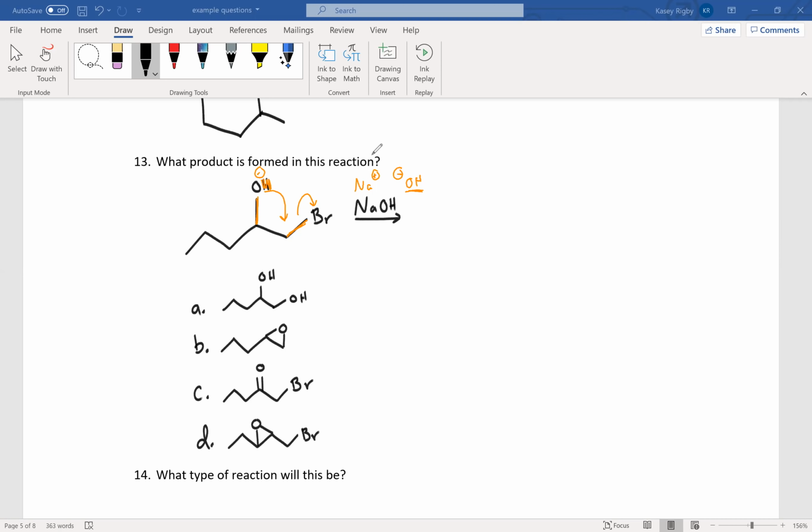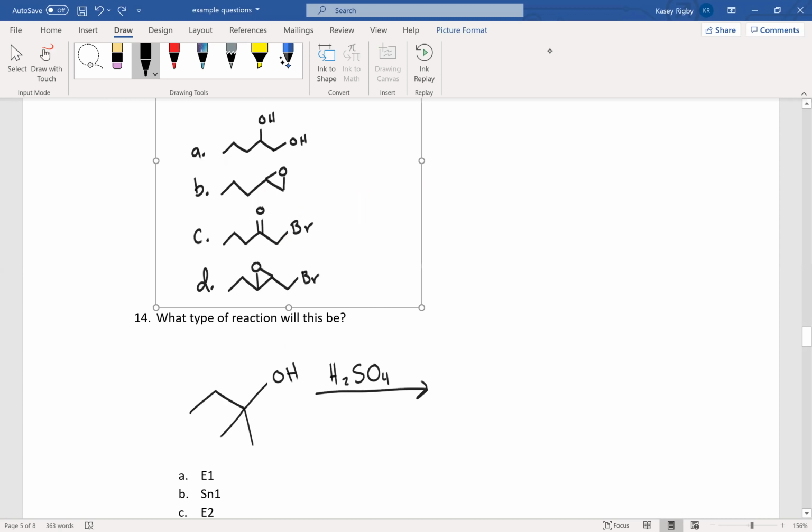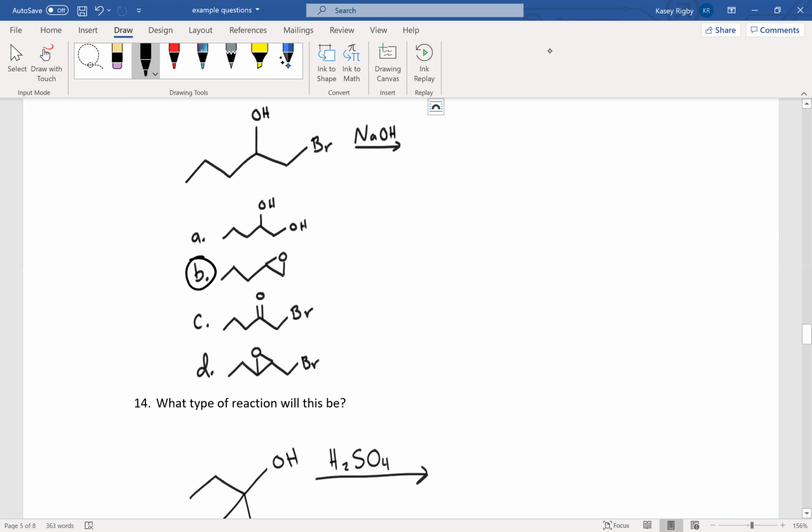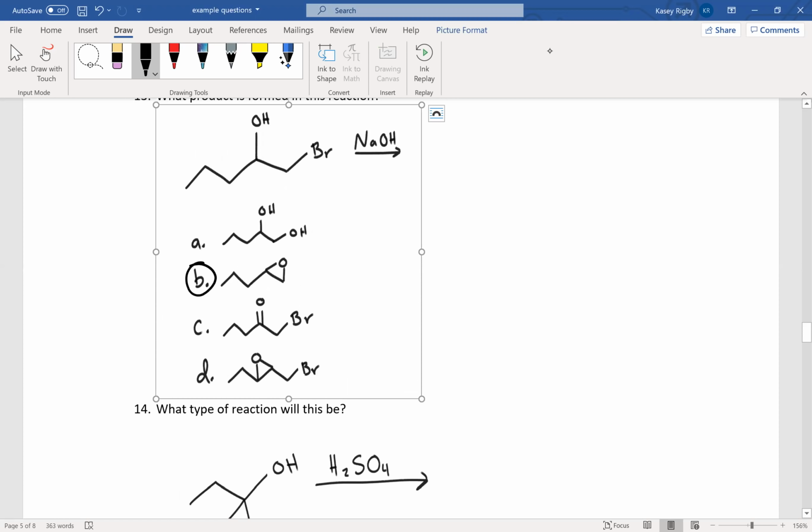So when we have a hydroxy group right next to a leaving group, a Br, a halogen group, and we're using a strong base, we're most likely going to be forming an epoxide. So our answer here would be B. Does that make sense? My only question is, the NaOH picked up the hydrogen from the OH, right? Yes. And how will we know that will always happen?